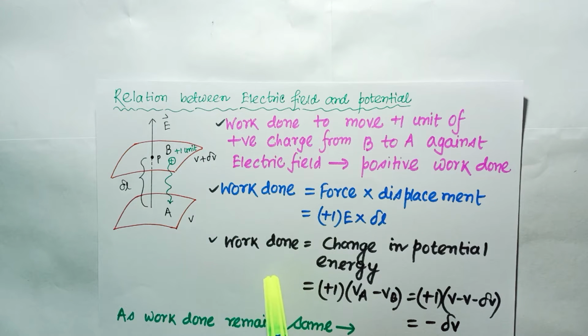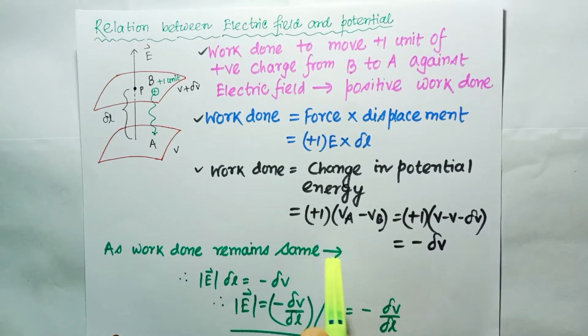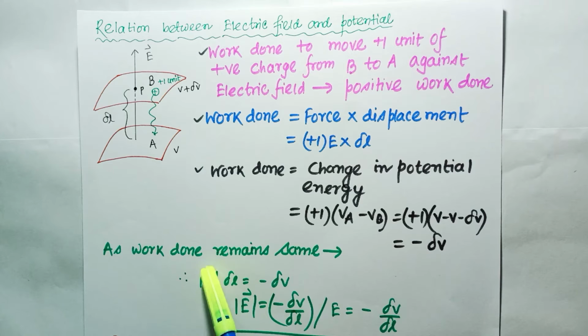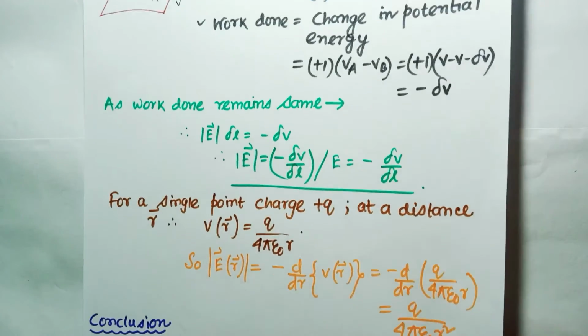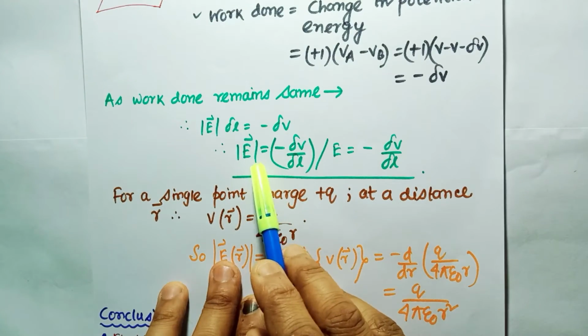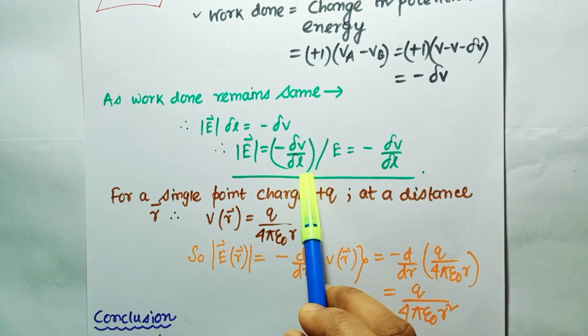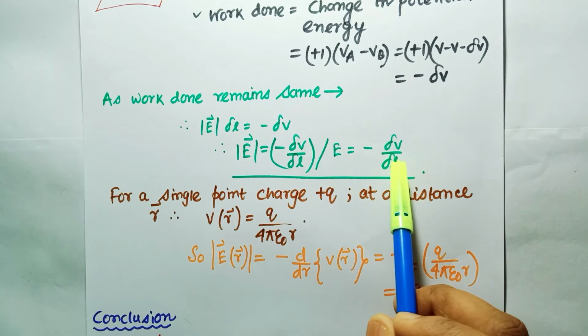Another way I can find the amount of work done is the change in potential energy. So here, Q times (VA minus VB), but here Q is plus 1 unit of positive charge, so it means minus delta V. VA minus VB is minus delta V. As the work done remains the same, we can write that the magnitude of electric field times delta L is equal to minus delta V. So from there we get that the magnitude of electric field is E equal to minus dV by dL, or E is equal to minus delta V by delta L.